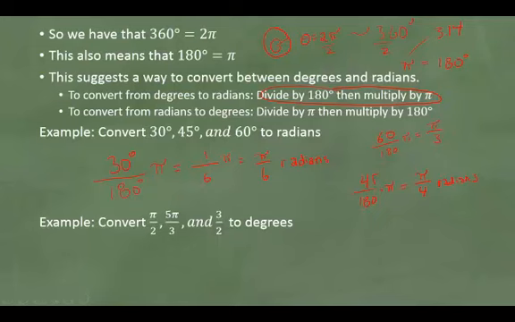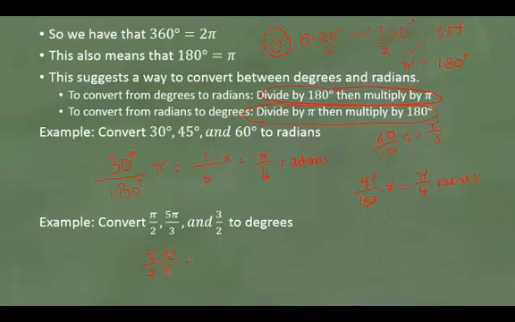Likewise, if you want to convert radians, pi over 2, to degrees, you do the opposite. You divide by pi. You divide out the radians, essentially, and you multiply by the degrees. So you divide by pi, and you multiply by 180.